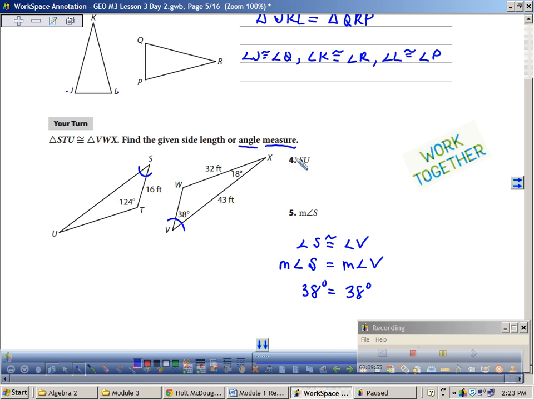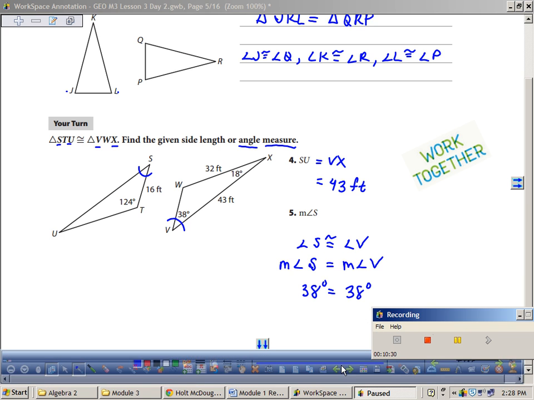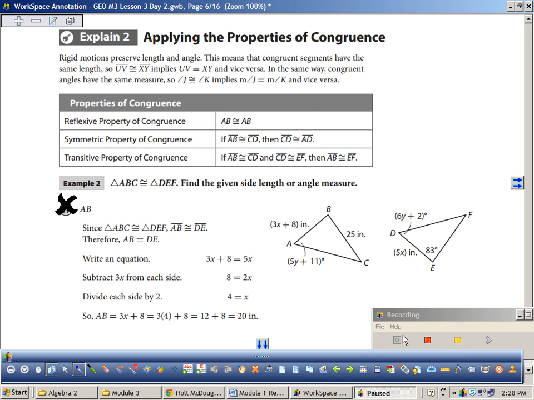Let's do SU. I don't know the measure of SU, but I do know the measure of, let's see, SU corresponds with what? VX. What is the measure of VX? Here's VX, 43 feet. So SU must be 43 feet as well. Pretty easy? Okay, let's move on.